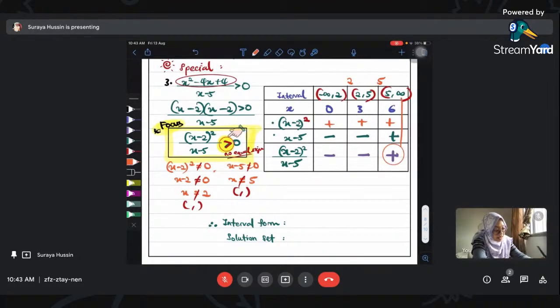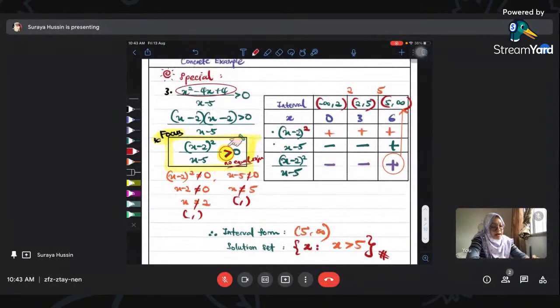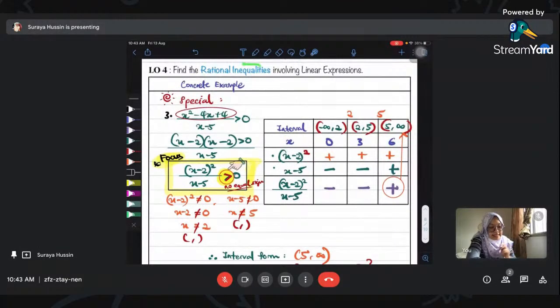Ta-da! We are done. Our interval form is 5 to infinity and beyond. And the solution set will be curly bracket x such that x is more than 5, tutup curly bracket. Done. We are now finished untuk soalan rational inequalities. Okay?